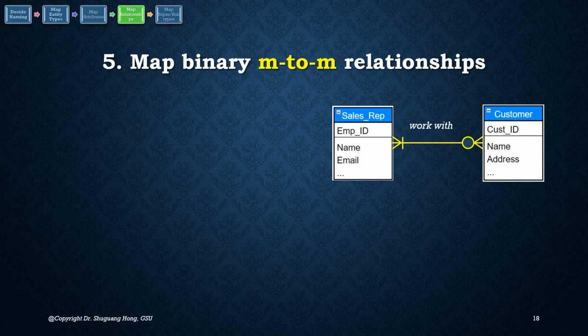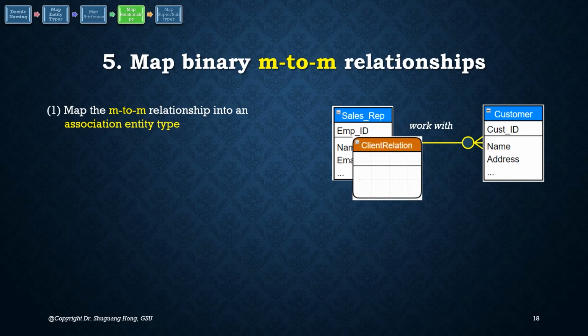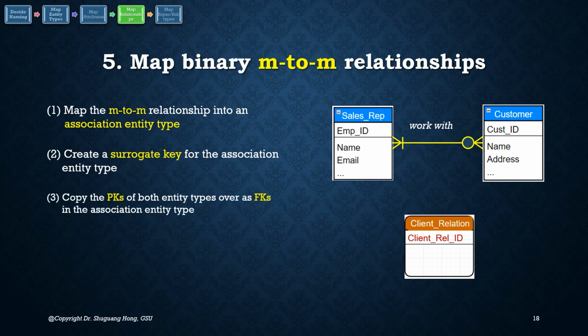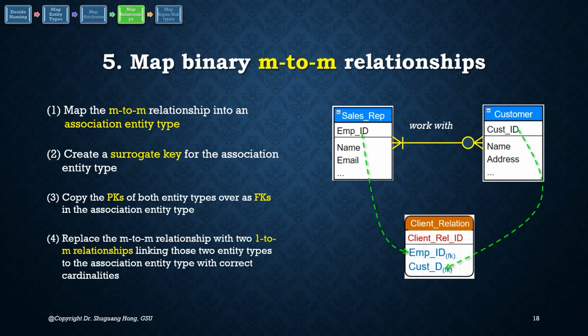Each many-to-many relationship is always transformed to a new relationship table, i.e., an association entity type. In our example, the relationship is mapped into a separate table, client relationship. We change the table name to a noun by following the best practice. We create a surrogate key as the primary key of the new table. We then insert the primary key of sales rep and the primary key of customer into the new table as foreign keys. Finally, we replace the M2M relationship with two 1-to-M relationships linking the new association entity type back to sales rep and customer, respectively.